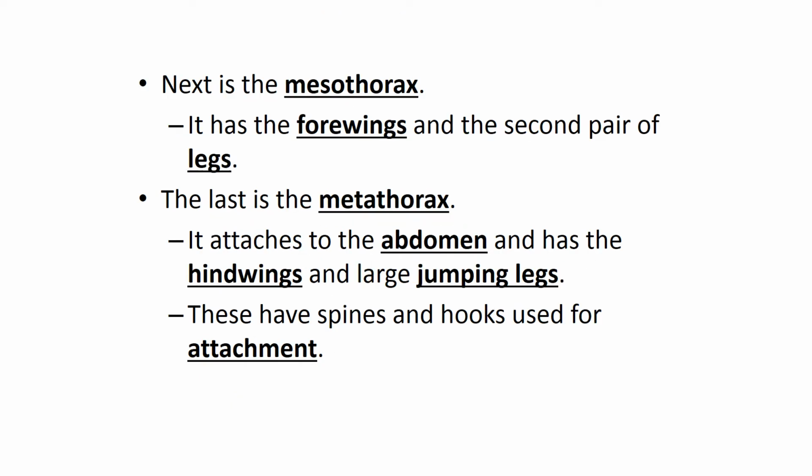Then you have the mesothorax. Meso means in the middle, and this is where you'll find the 4 wings and the second pair of legs attached. And then the last segment, or last part, is the metathorax, and that attaches to the abdomen. It also has hind wings and jumping legs attached to it. The jumping legs will have spines and hooks that help them attach as they're jumping and landing.